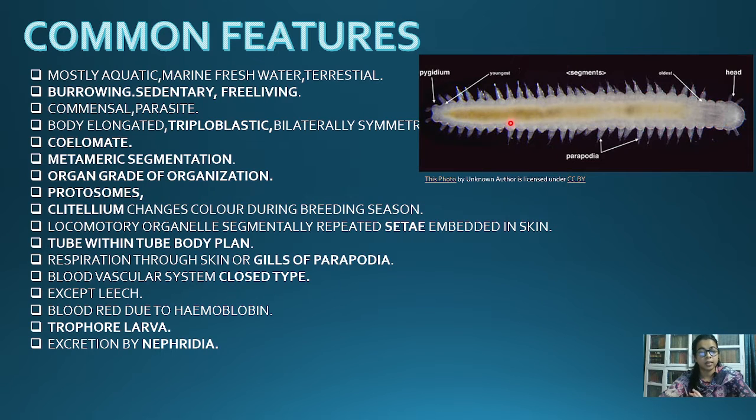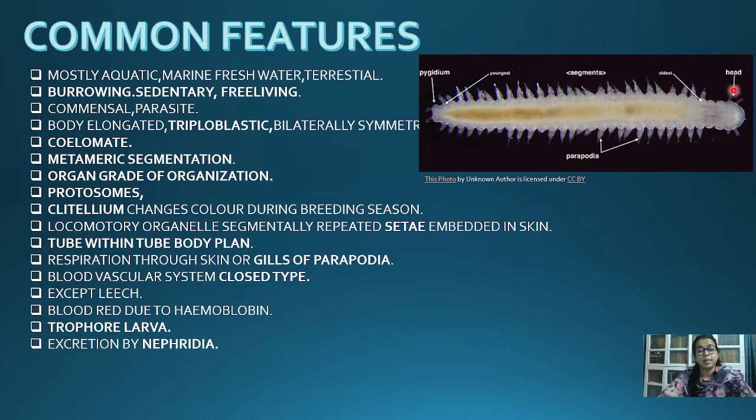Then, certain exclusive features of this phylum are that they are burrowing in nature, that is they live inside a burrow or a hole, and have a sedentary mode of life, that is not an active mode of life, they live in a stationary mode. They may be free living, that is without undergoing any parasitic mode of life. They may be commensal or parasite. They also show a parasitic mode of life. The example is the leech, which is an ectoparasite, that is it lives on the body of the host and sucks the blood. You might be knowing that.